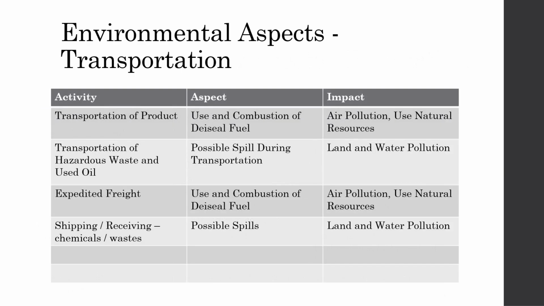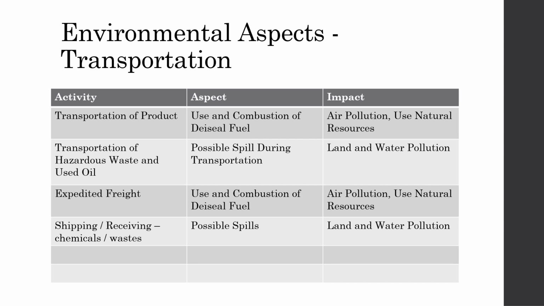Okay, so what are the environmental aspects as related to the transportation of our product, transportation of our various waste streams to the disposal or recycling facilities, and back in purchasing, transportation of components to us. And again, it's the same thing, breaking down the activities that we do. Most of the aspects related to transportation are going to deal with the consumption of the diesel fuel and then the combustion of the diesel fuel. So that's both an air pollution and a consumption of a natural resource.